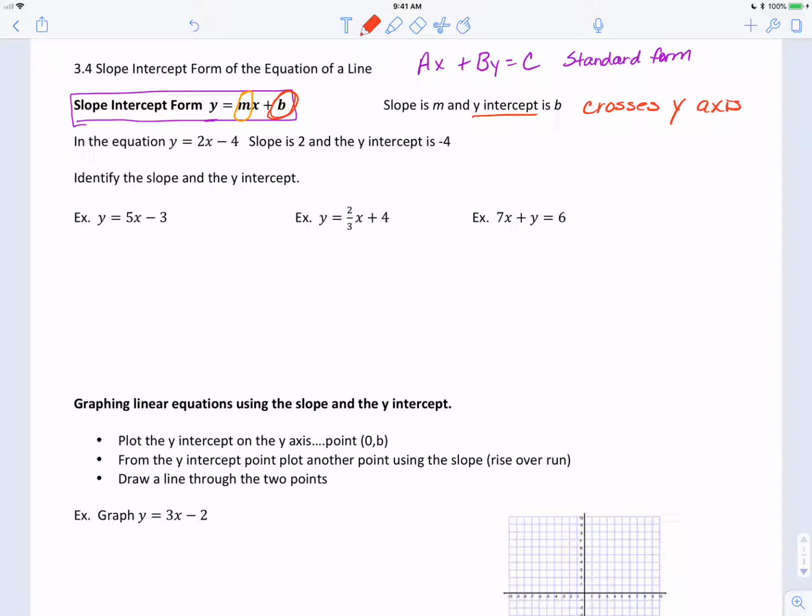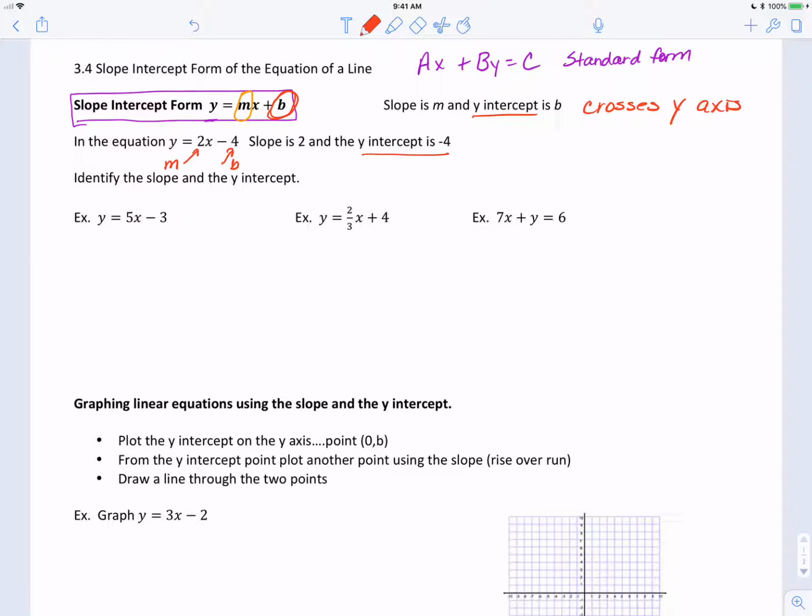Things are really easy to graph if they're put in this slope-intercept form. In this example, the equation y equals 2x minus 4, 2 is the m, which is your slope, and negative 4 is the b term, which is your y-intercept. So the y-intercept in that equation is negative 4, and the slope is 2.